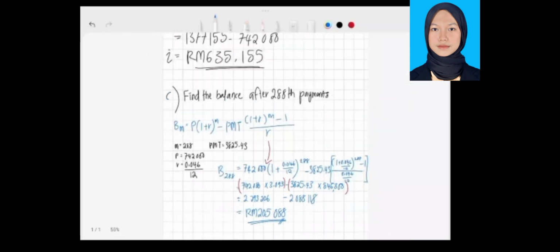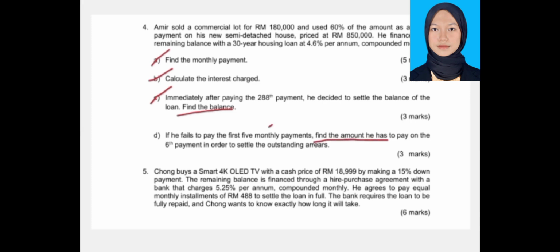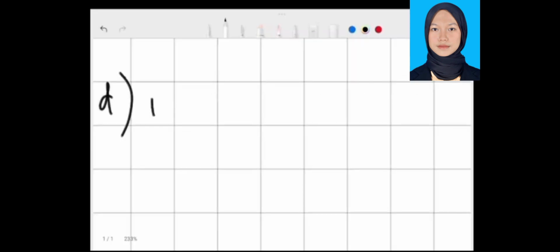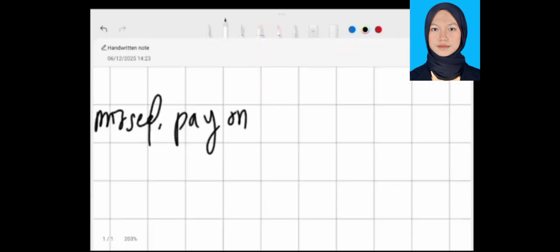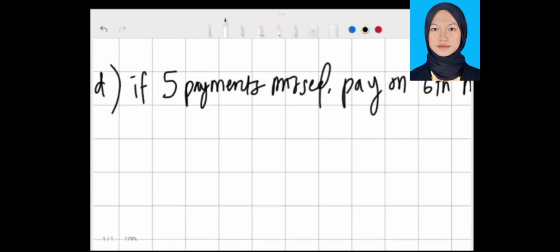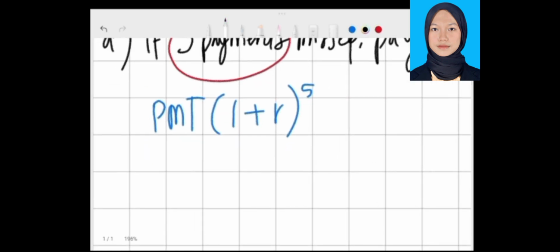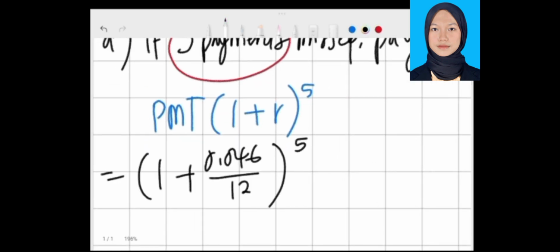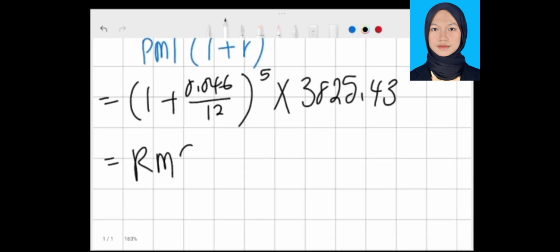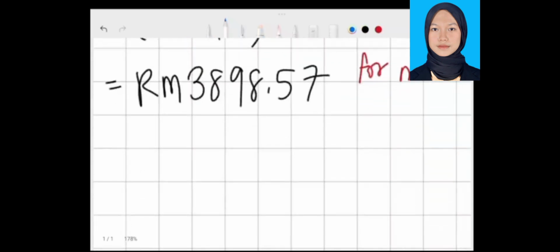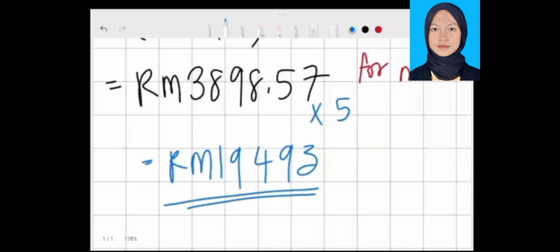Let's move on to D. Find the amount you have to pay on the 6th payment in order to settle the outstanding arrears. If 5 payments have been missed, for the 6th payment, how much does he need to pay? PMT times (1 plus R) power of 5. Why 5? Because he missed 5 payments in time. So 1 plus 0.046 over 12 power of 5 multiplied by the PMT 3,825.43 gives RM 3,898.57 for just 4 months. So we multiply it by 4, then multiply on the 6th payment, and we get RM 19493.